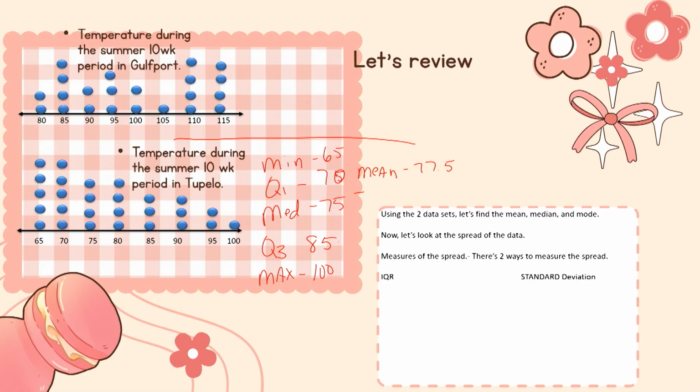you to go ahead on your calculator and put Gulfport in. See if you can use those same steps that we did for Tupelo to find the 5-number summary for our Gulfport. As you do on your calculator, I'm going to go ahead and write them up here.